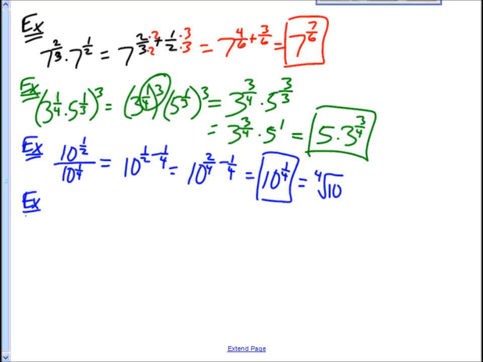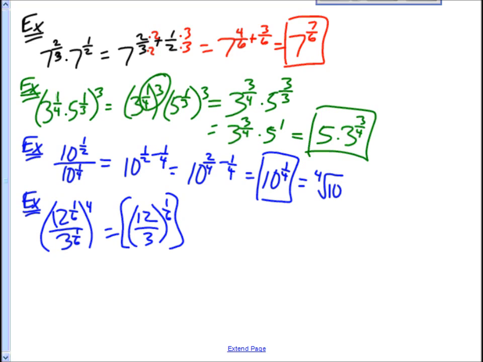Let's look at another one here. Let's go 12 to the 1/6 over 3 to the 1/6, all to the fourth. Now notice here they're both to the 1/6, aren't they? So you got 12 over 3 to the 1/6, and then all of that's taken to the fourth. And I know that 12 over 3 is 4, so I got 4 to the 1/6 now, which is all to the fourth. Okay, and then I go ahead and multiply that 1/6 times 4, which is 4/6. So 4 to the 4/6, or 4 to the 2/3.